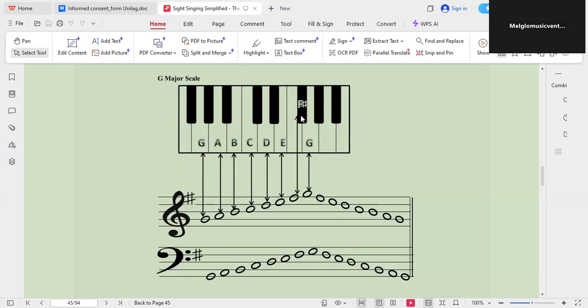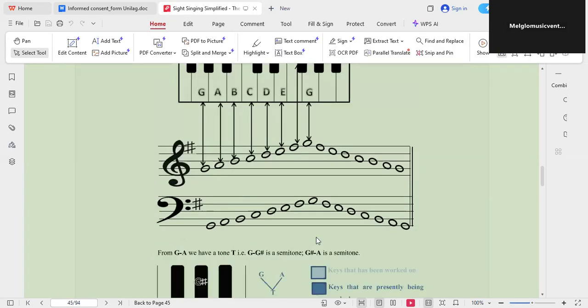Also notice this F sharp. The last line on the treble staff is F, so we place this sharp on it to represent F sharp. It is also the fourth line on the bass staff, and we place this sharp on it to represent F sharp. So let's go into the explanation further.